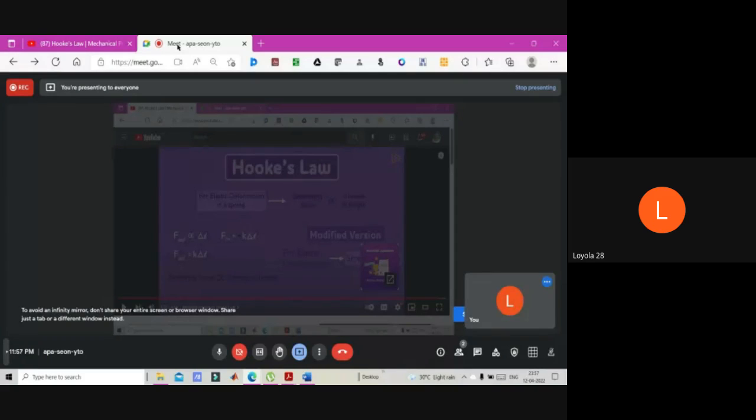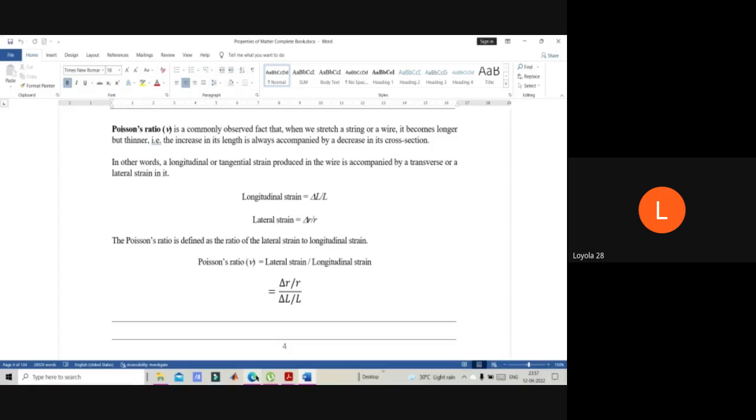We are moving to the next topic, which is Poisson's ratio. It is a commonly observed fact that when we stretch a wire, it becomes longer but thinner. So the increase in length is always accompanied by a decrease in cross section, which is called Poisson's ratio. In other words, a longitudinal strain produced in the wire is accompanied by a transverse or lateral strain.